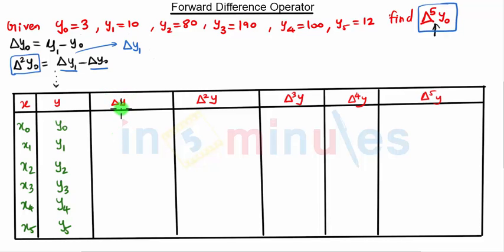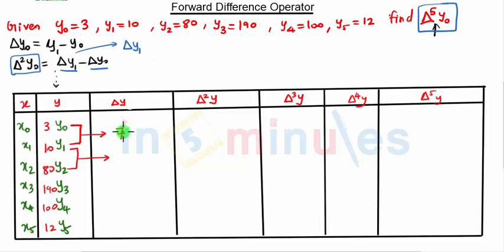To calculate the first difference delta y, we know that it is nothing but y1 minus y0, these two subtraction. So what are y1 and y0? y1 and y0 are 3, 10. So here we will write 3, 10, 80, 190, 100 and 12. To find del y0, we need y1 minus y0, that is 10 minus 3, which is nothing but 7. Similarly, y2 minus y1, which will get del y1.